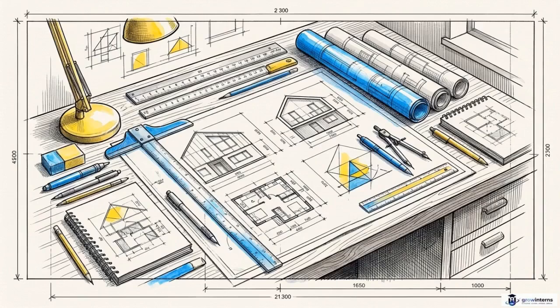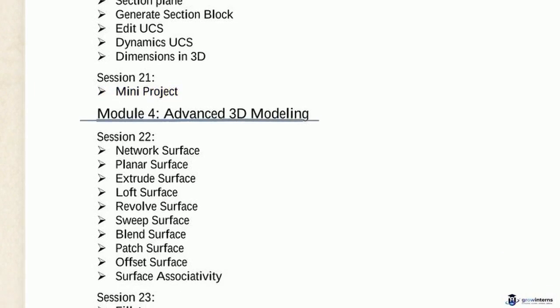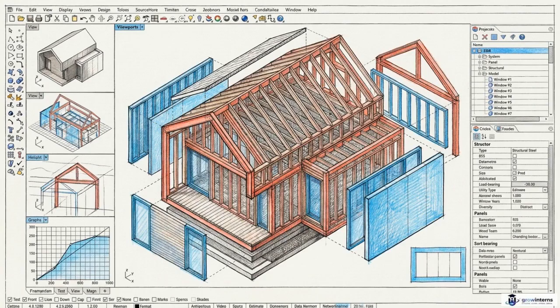Welcome to day 21. Today, we're taking on the mini project. Your objective is to construct a fully detailed 3D-style axonometric exterior drawing completely from scratch. Looking at our course syllabus, this Session 21 mini project is your final exam for 2D space. Right after this, we move directly into Module 4, Advanced 3D Modeling. The challenge here is that we aren't actually using a 3D engine yet.